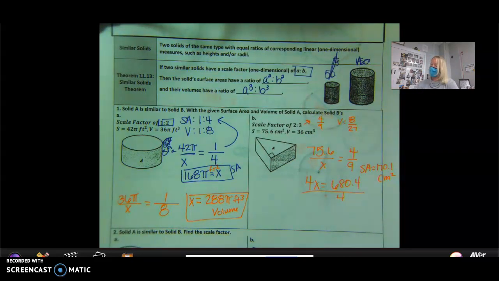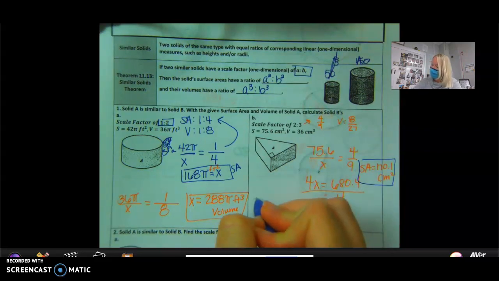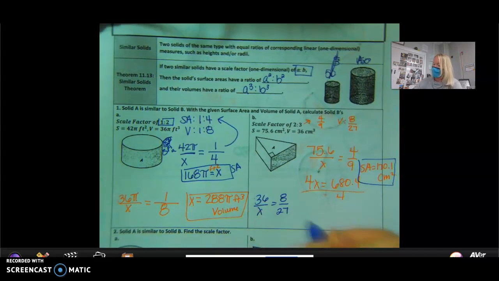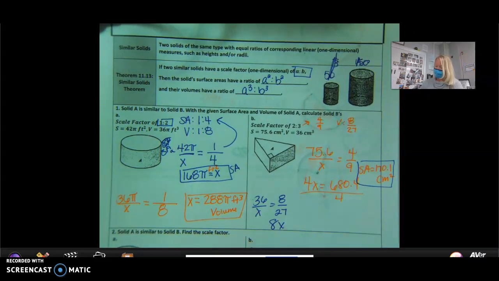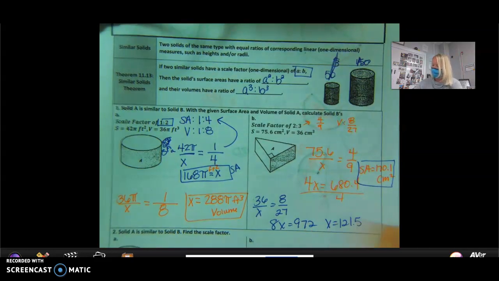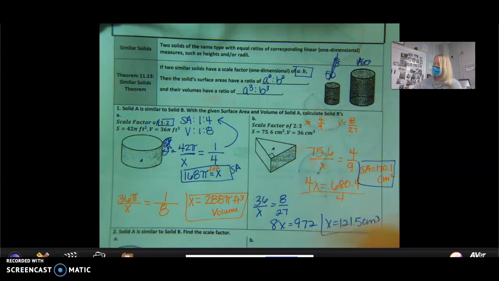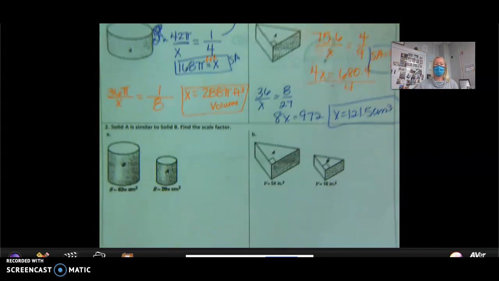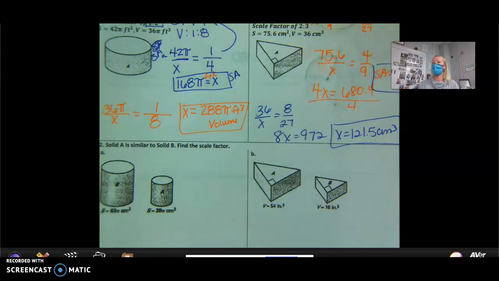And then volume would be 36 over x equals 8 over 27. So 8x equals 972. Divide by 8. X equals 121.5 centimeters cubed. Any questions on that? Okay, I want you to try 2a and 2b real quick on your own.